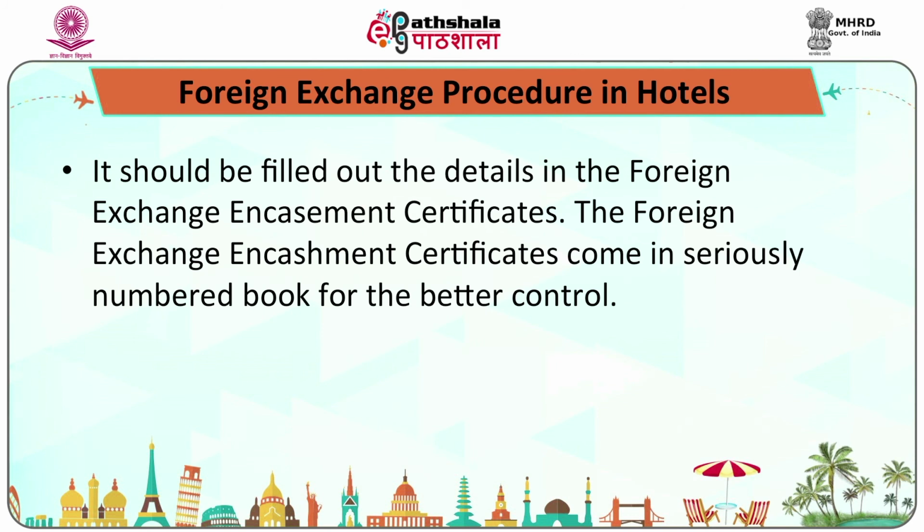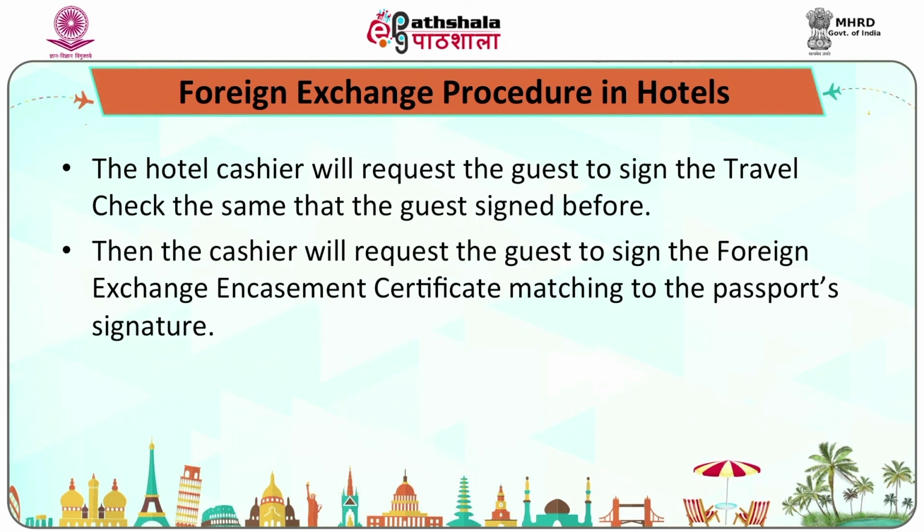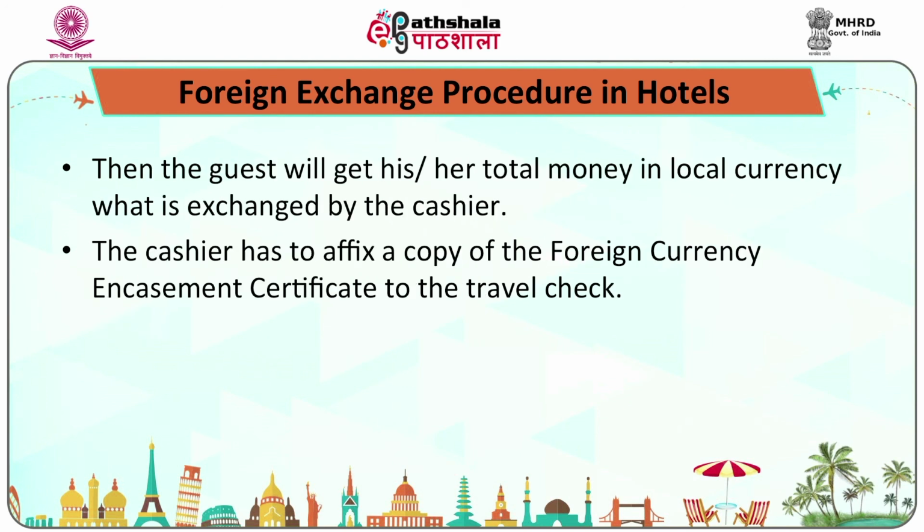The foreign exchange encashment certificates come in a serially numbered book for better control. The hotel cashier will request the guest to sign the travel check, the same as the guest signed before the bank cashier. Then the cashier will request the guest to sign the foreign exchange encashment certificate, matching the passport's signature. Then the guest will get his or her total money in local currency as exchanged by the cashier. The cashier has to affix a copy of the foreign currency encashment certificate to the travel check. He has to keep the record of the exchange.